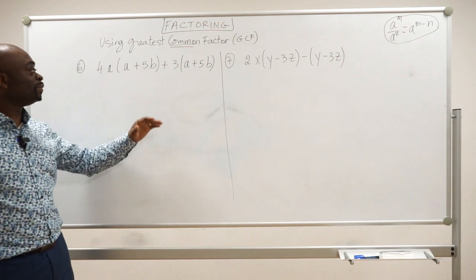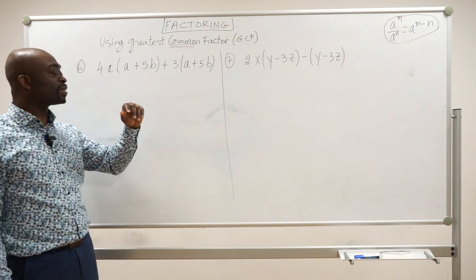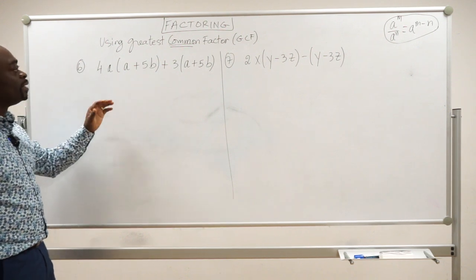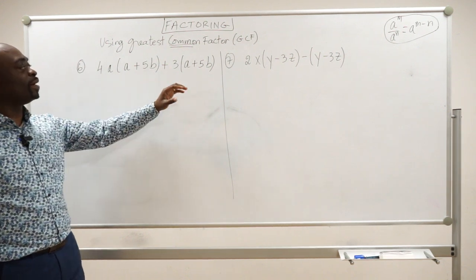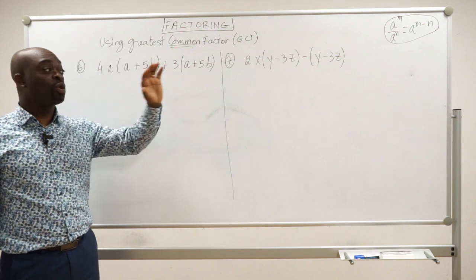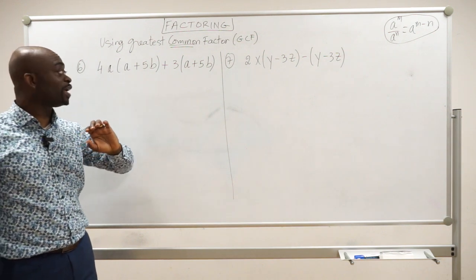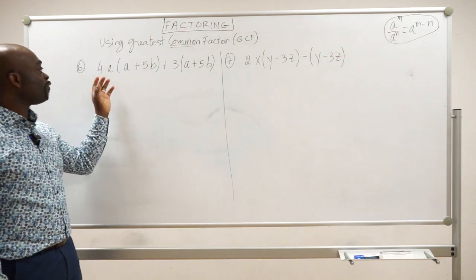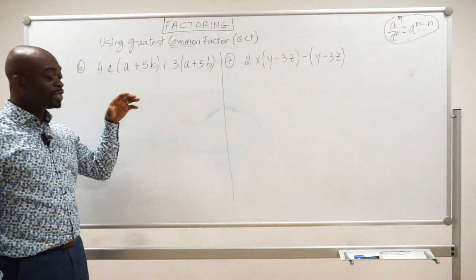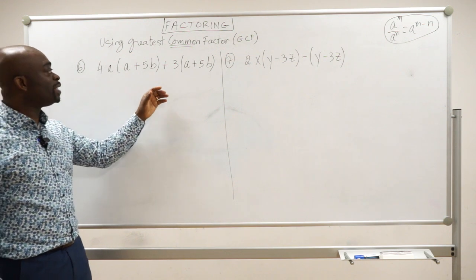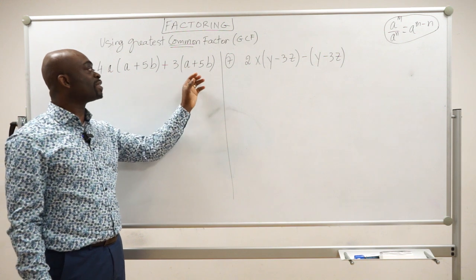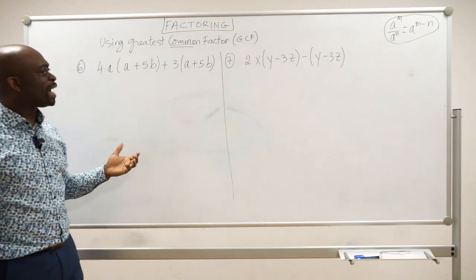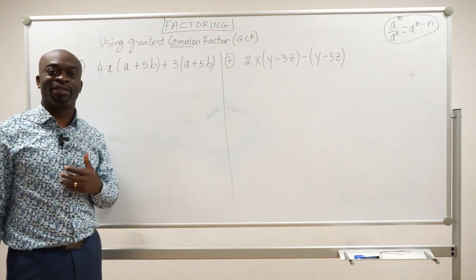All right, so we continue. Question number 6, greatest common factor. Now we see a difference between what we have now and what we have been doing already. In this case, we have 4a times (a plus 5b) plus 3 times (a plus 5b). So what's really happening here? We're still talking about greatest common factor.